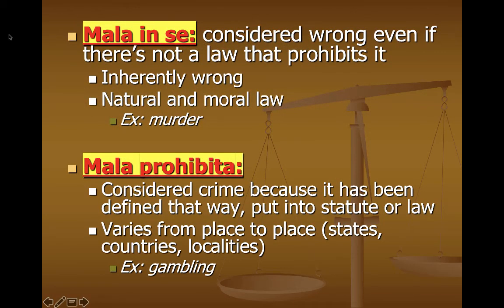And we're back to mala in se, considered wrong even if there's not a law that prohibits it, so it's inherently wrong. Natural and moral law, example, murder. And mala prohibita, considered a crime because it has been defined that way, put into statute or law. And it does vary from place to place, states, countries, localities, example, gambling.